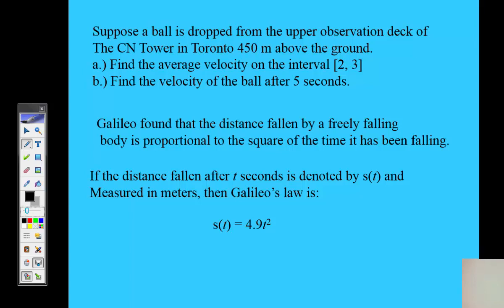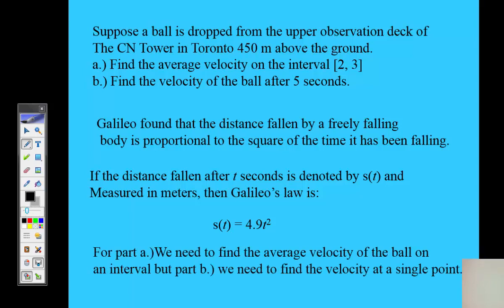So you can see it has fallen further in the second second than it has in the first second, of course. It falls faster and faster and faster. Speaking of speed, so it's going to fall further in each subsequent second. For part A, we need to find the average velocity of the ball on an interval, but part B, we need to find the velocity at a single point. And that was the difference we were talking about earlier. Average velocity as opposed to instantaneous velocity, the velocity at a single point.